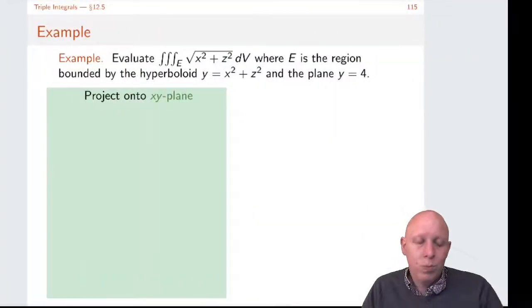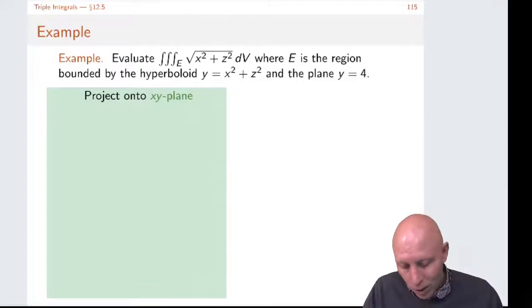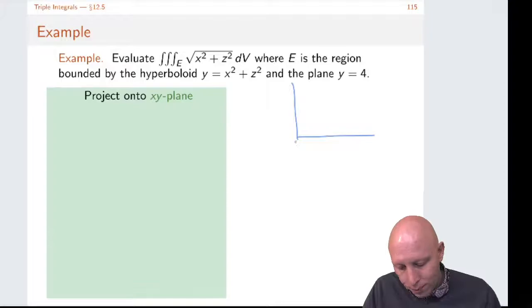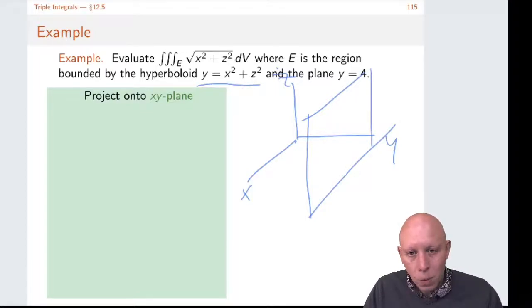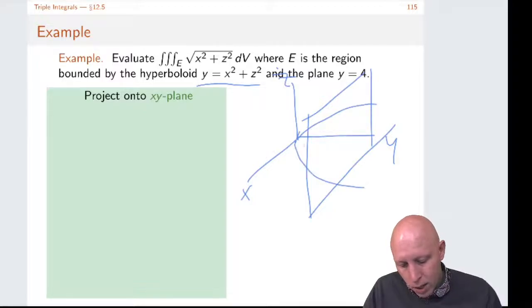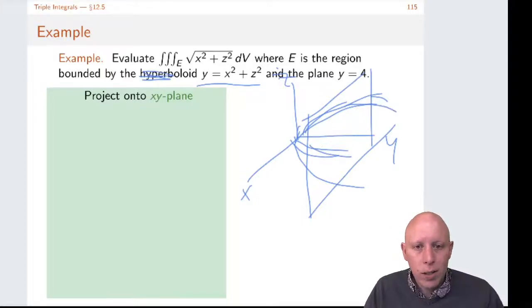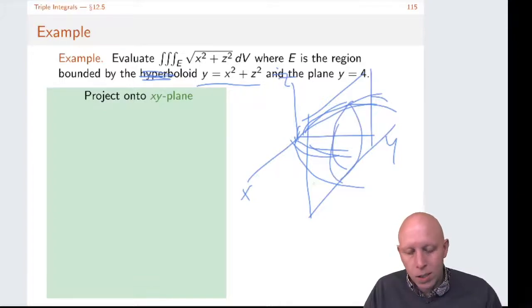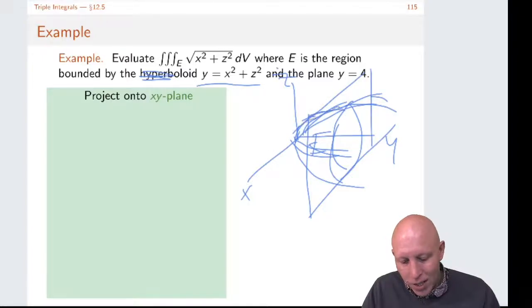All right, so always the first thing to do is to draw a picture. So what do we have here? Let's see, y equals 4. So this is x, y, z. Y equals 4 is a plane that looks like this. And y equals x squared plus z squared is a paraboloid, not a hyperboloid, a paraboloid that comes in this direction. And so how does this look? This is the region that we care about here. It kind of looks like a hat or maybe a ham.